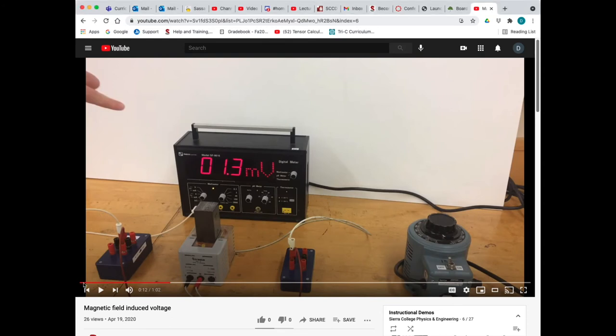Now pay close attention to this video. Here's a quite interesting demo to take a look at today. This is a consideration of how magnetic fields can affect a circuit. Here is a PASCO multimeter, which we're using to measure the voltage induced across the circuit. Follow the circuit with me.